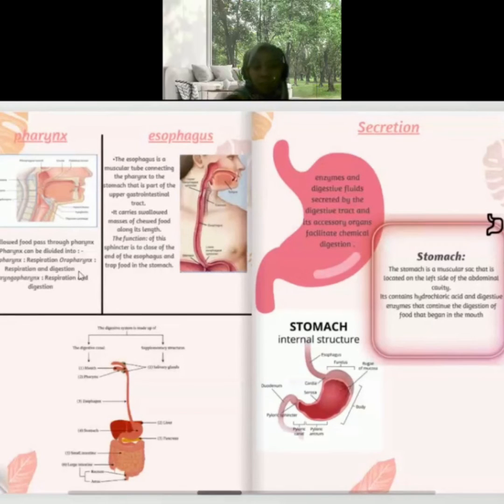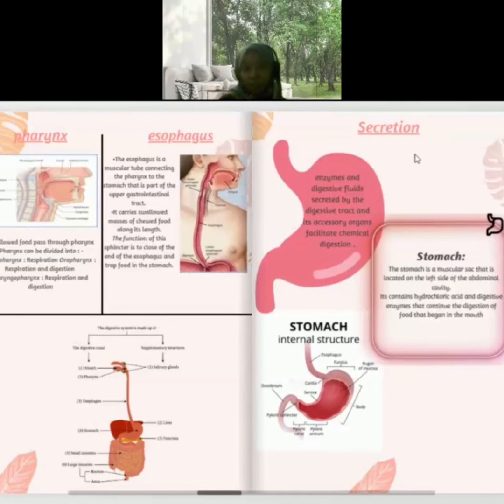So the first is swallowing food. After you chew the food and break it down into small particles, it will be swallowed. It will pass through the pharynx, and after it has passed through your pharynx, it will continue to the esophagus. The esophagus will carry the swallowed food down into your stomach.